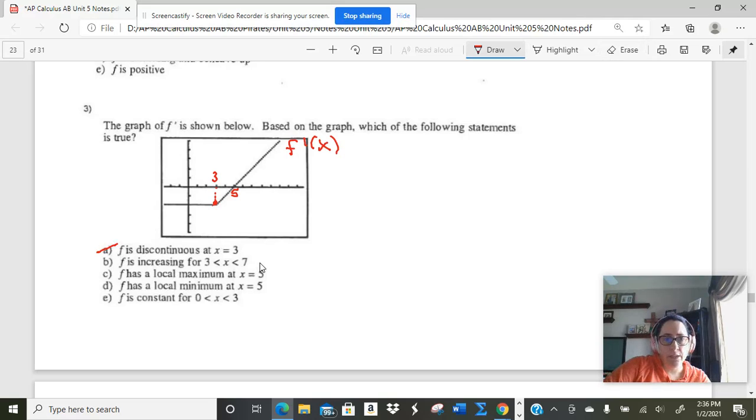Okay, f is increasing from 3 to 7. Well, that's not true because we are in the negative zone. f has a local max at 5, so I went negative to positive, so that would be a local min, which is D. Okay, and f is constant 0 to 3. No, f prime is, but since this is negative, we would be decreasing at a constant rate, but it is not constant.